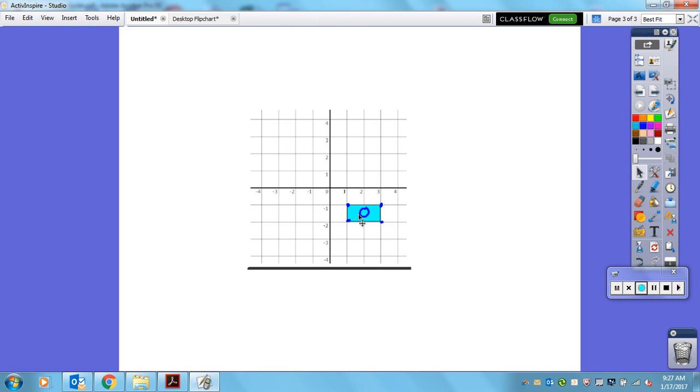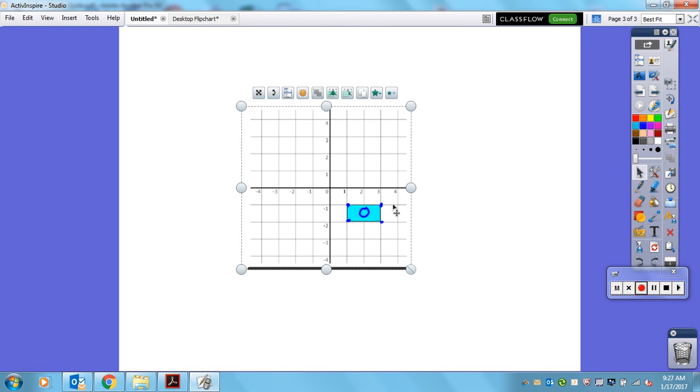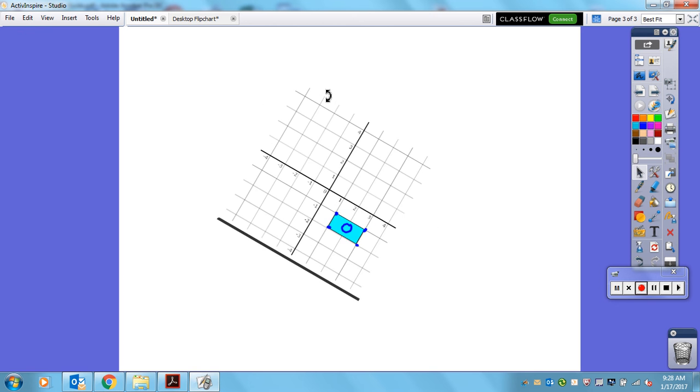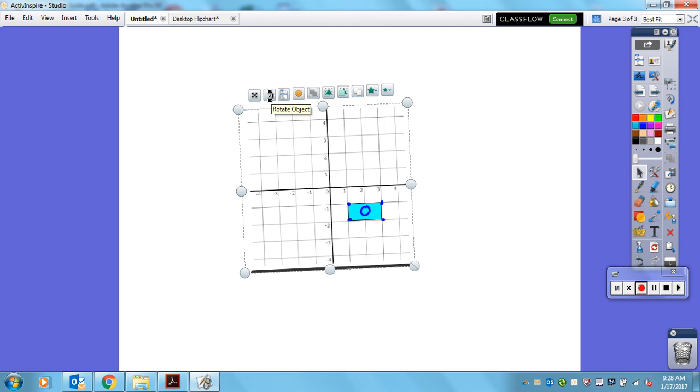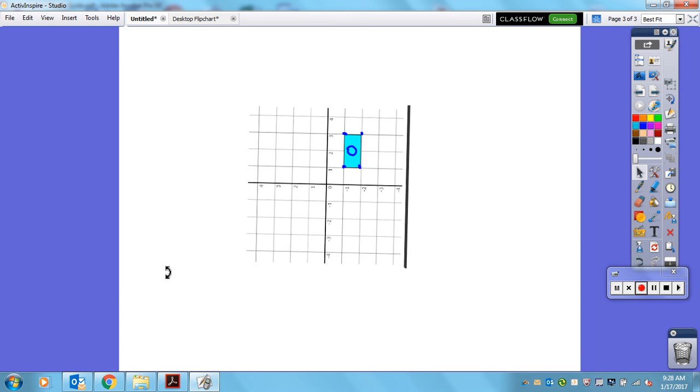Now, it says to do a 90 degrees counterclockwise rotation. So I'm going to take this, I'm going to rotate it. This is counterclockwise. This is clockwise. I want to go 90 degrees counterclockwise. So the opposite of the way a clock works, it should rotate up to the first quadrant.